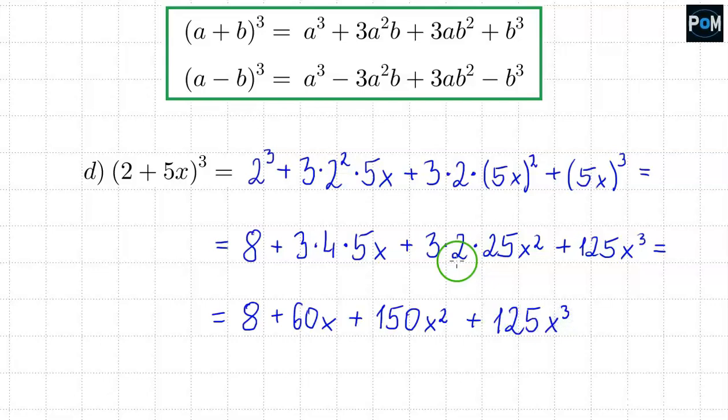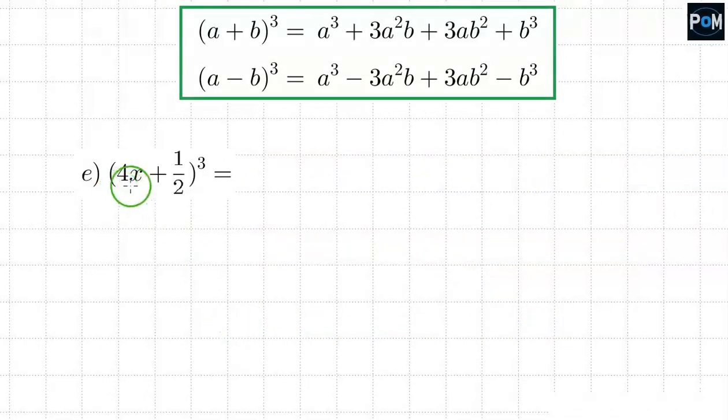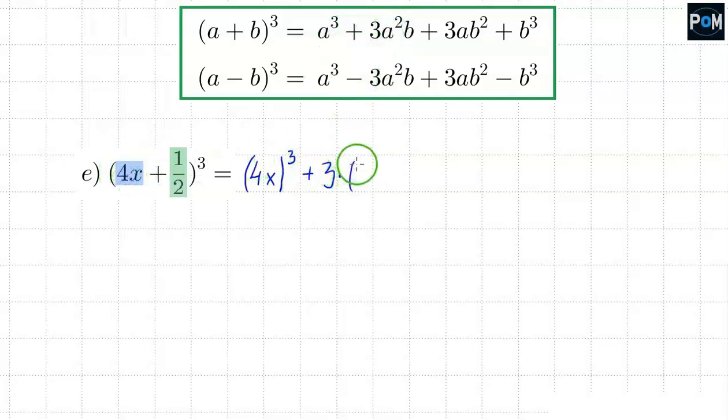End of example D. In example E, we raise 4x plus 1/2 to the third power, so we follow this formula. But this a in the formula here, it is 4x. So we first need to raise this 4x to the third power. This is our a to the power of 3, then plus 3 times a squared, and a is this, so 4x. Now you need to square it.